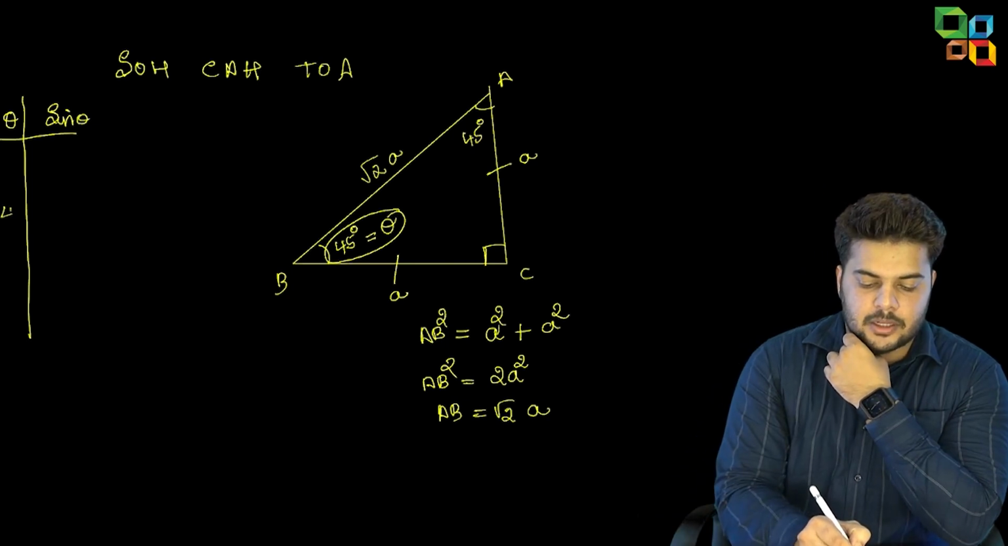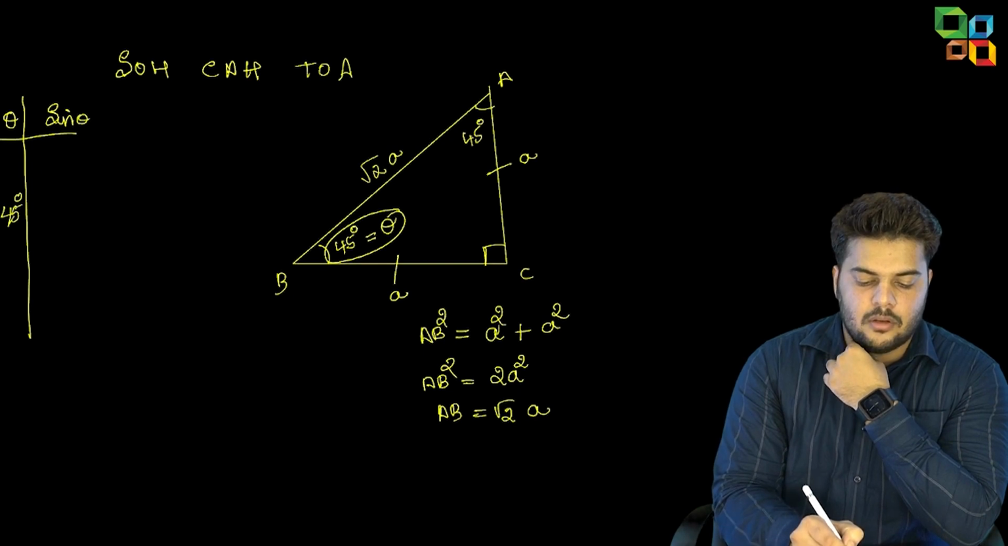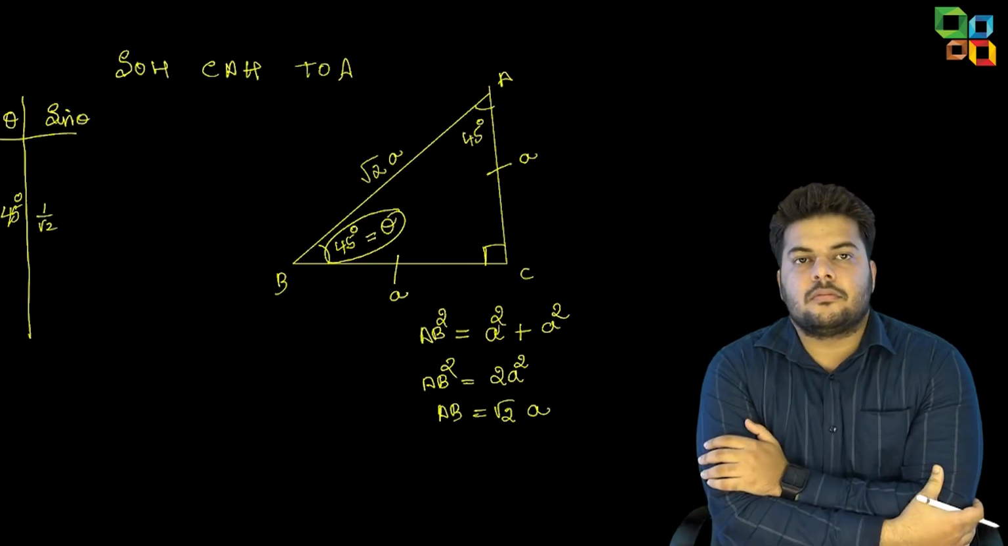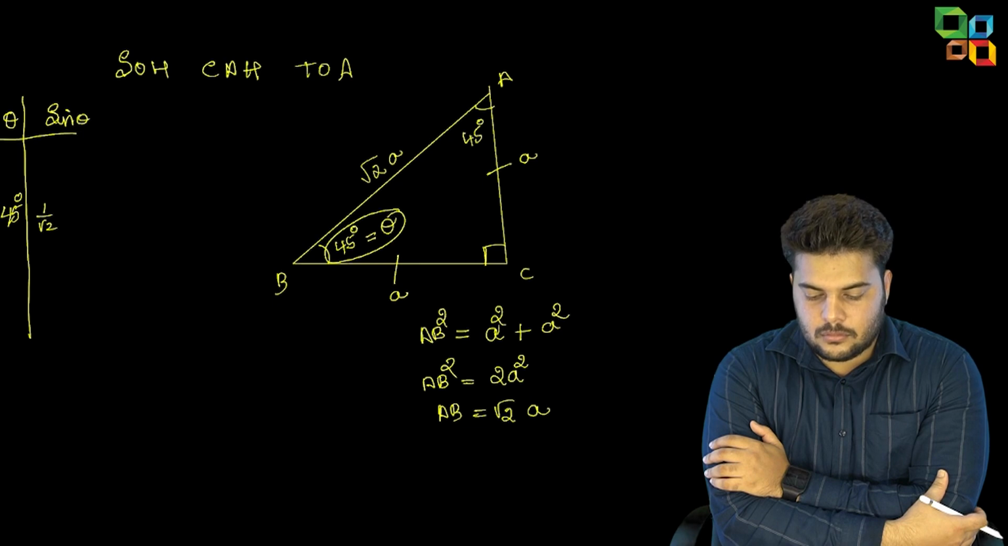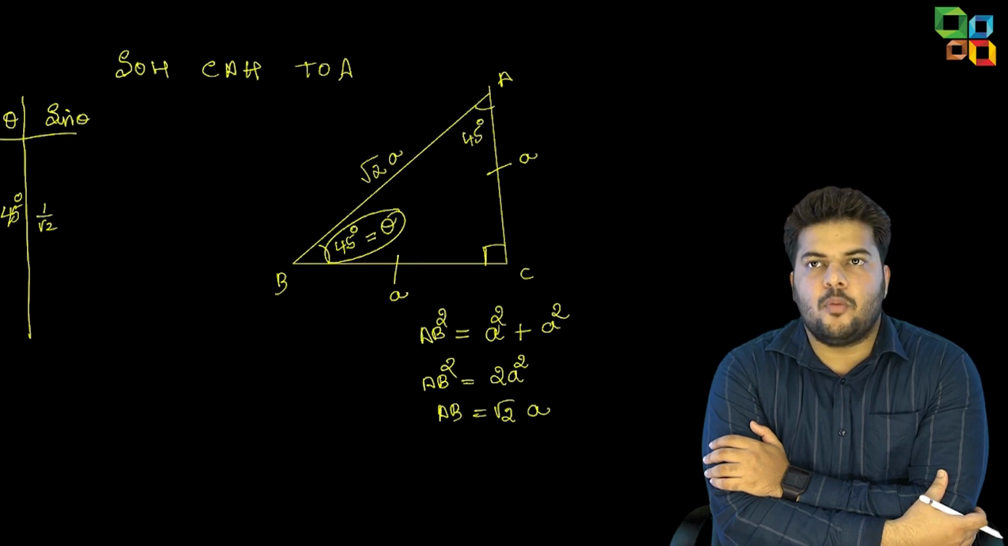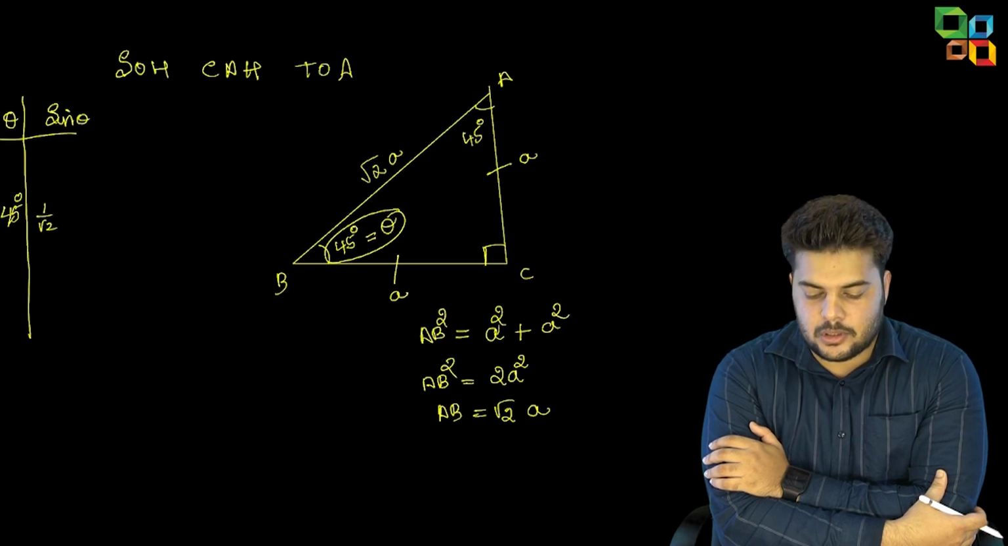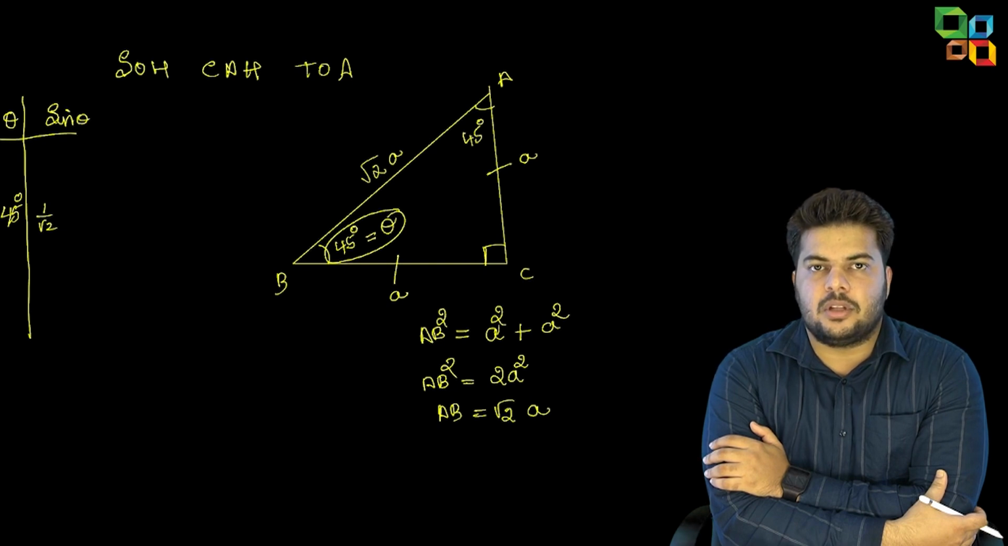Sine of 45, let me write it over here. Sine of 45 will come out to be 1 over root 2. This is always the case. No matter how big the triangle is, if it's a 45-degree right angle triangle, then the ratio of the opposite side to the hypotenuse is always 1 over root 2.